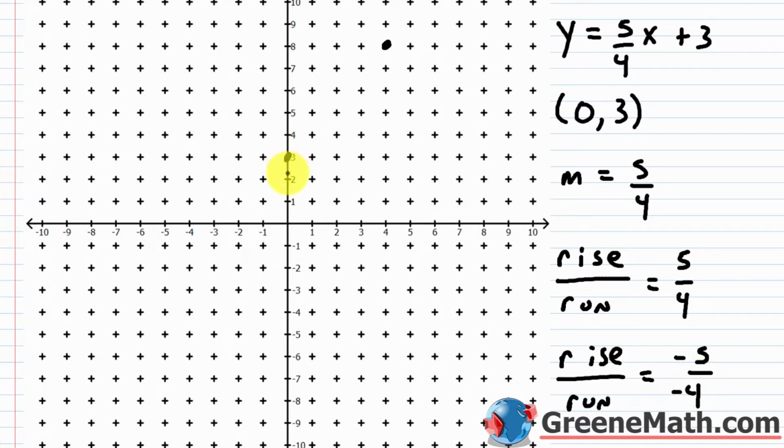So I'm going to go 1, 2, 3, 4, 5 down. The run is negative 4. So horizontally, a negative 4 means I'm going to the left. So go to the left 1, 2, 3, 4, and that's where I'd be.